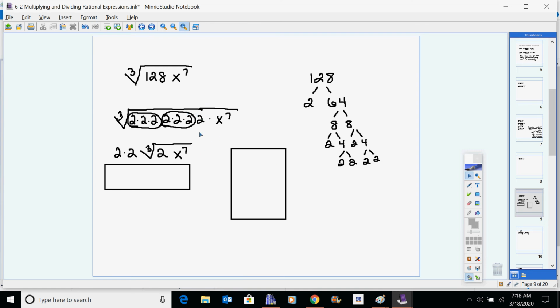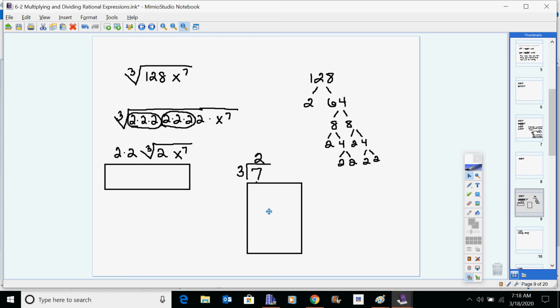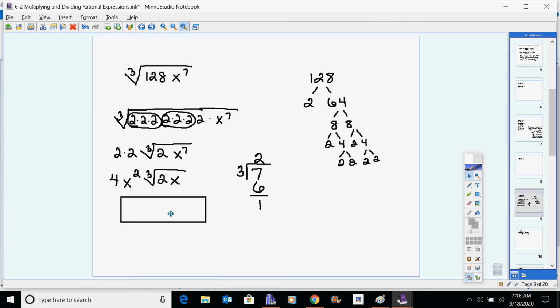As you get better at these, you're going to be able to do this all in one step. Or you might even notice that it's 2 to the 7th. You can use the whole exponent dividing thing with these too, although once you've prime factored it, it's just as easy to do group of 3 2's, group of 3 2's. 2 2's come out, 1 2 left over. Divide 7 by 3, and we get 2 with a remainder of 1. So 2 x's are going to come out, and 1 will remain under the radical.